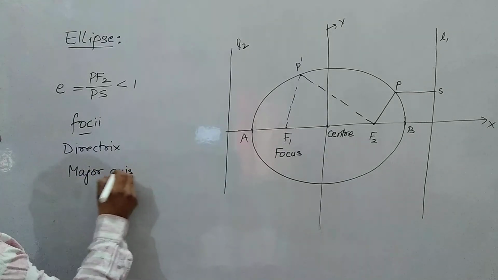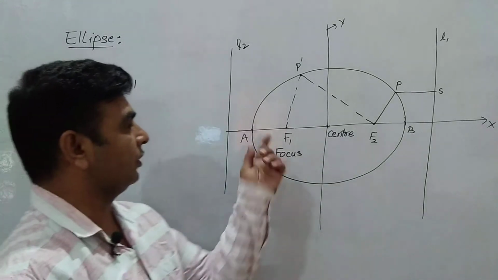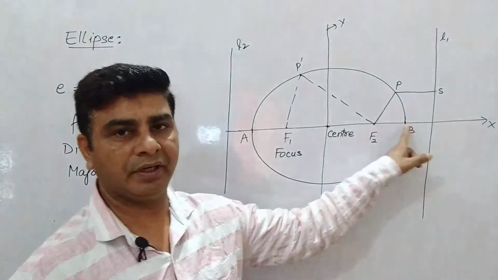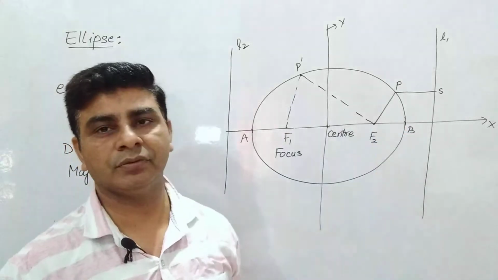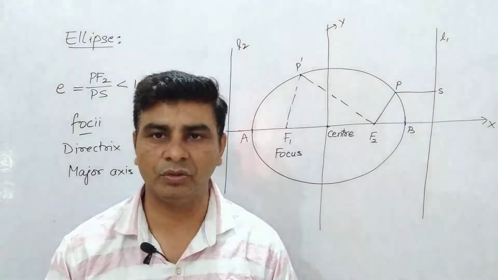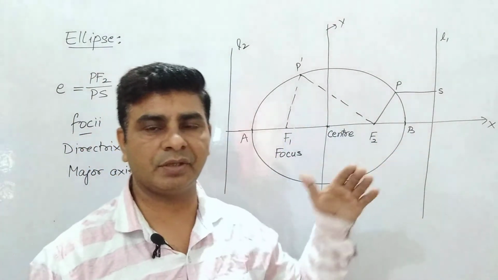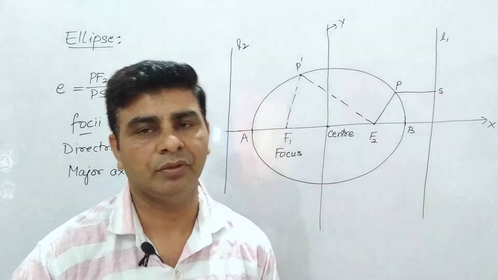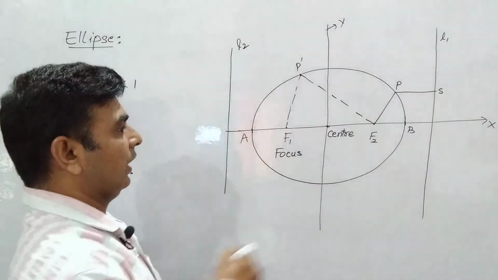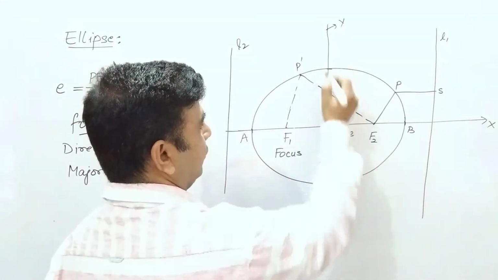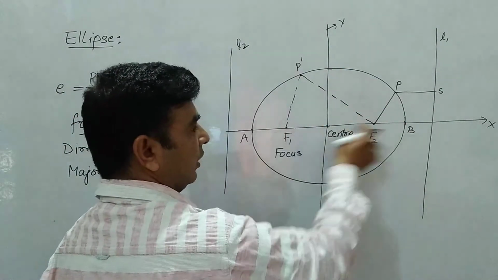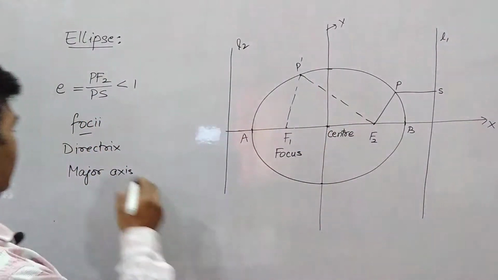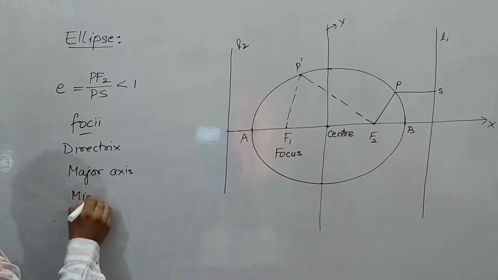This is the axis which is the distance between one vertex and the other vertex and passing through the focus. फोकस से पास करती हुई एक वर्टेक्स और दूसरे वर्टेक्स के बीच की जो length होगी, that length is known as the length of major axis. And the line which is perpendicular to the line passing through the focus is known as the length of minor axis.